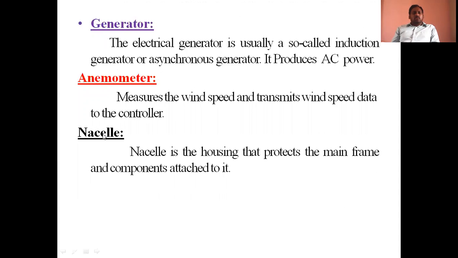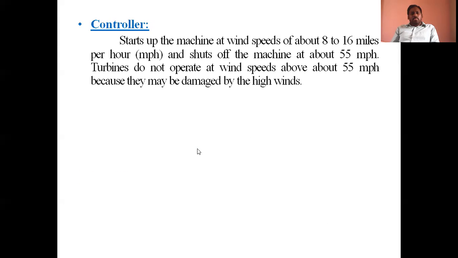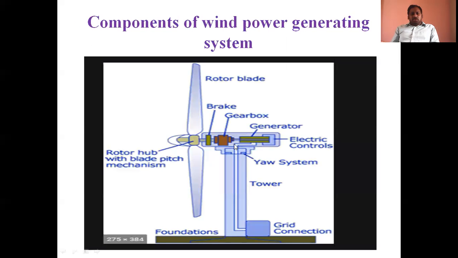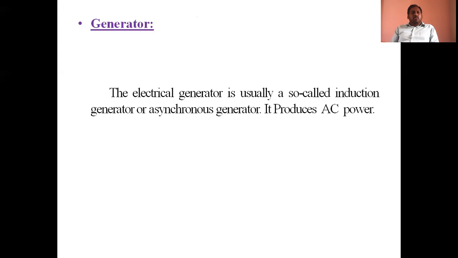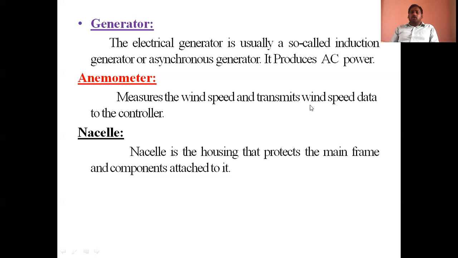And knuckle, what is this knuckle? See here, this total arrangement is called nacelle. That means the housing of the brake, gearbox, generator, and yaw system is called the nacelle. This total arrangement with all components is called the nacelle. The nacelle is the housing that protects the main frame and the components attached to it. It provides protection for all the components in the wind power generating system, and all these components are located in this nacelle.